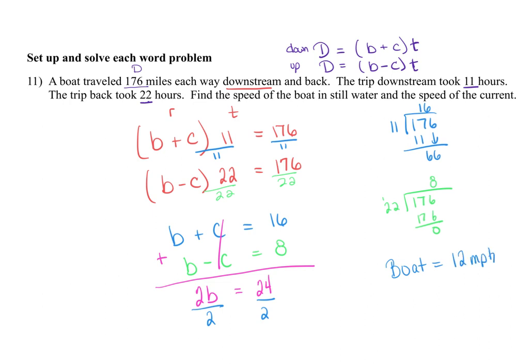Now I'm not done. I need to plug that in. So if you look right here, B plus C equals 16. I just solved for B. 12 plus what equals 16? Well, if I subtract 12 from both sides, C will equal 4, which tells me my current. My current here is 4 miles per hour.